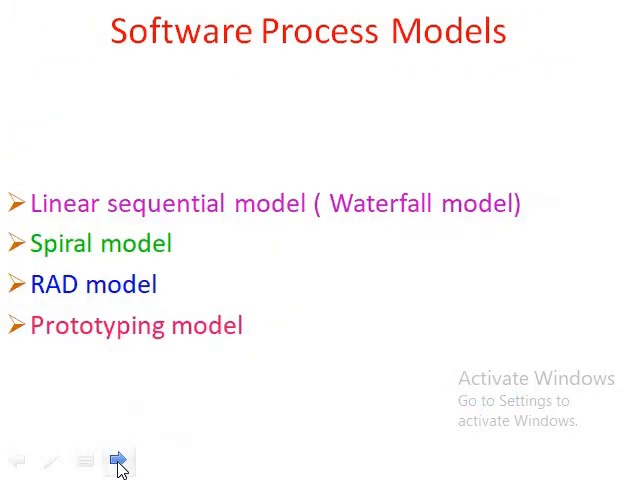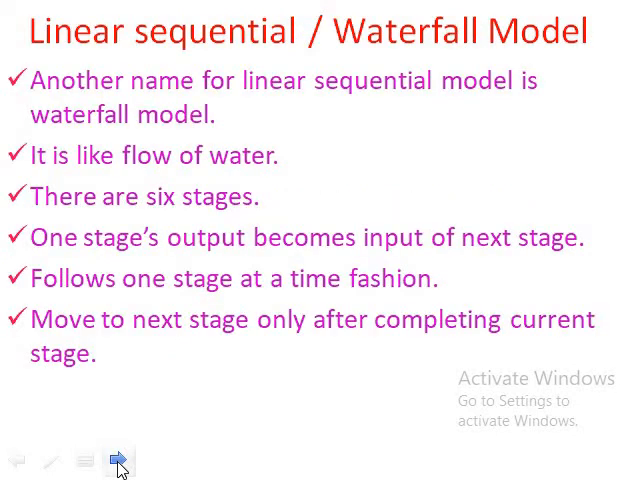Then software process models. These are some types of software process models: linear sequential model, spiral model, RAD model, then prototyping model. RAD stands for Rapid Application Development. This video focuses on the first model, linear sequential model or waterfall model. Linear sequential model is another name for the waterfall model.